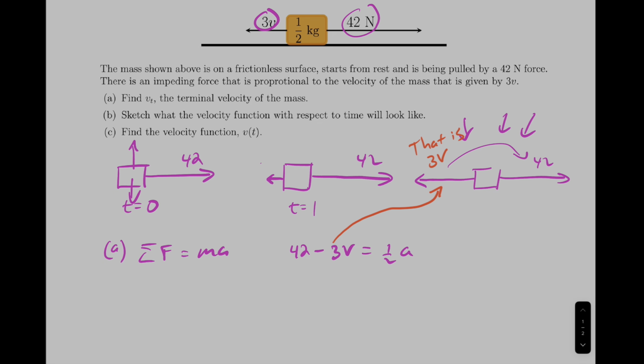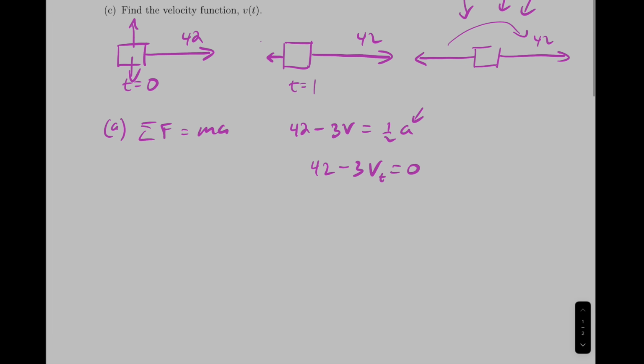So I can basically say, oh, okay, if I'm looking for terminal velocity, I know the acceleration is going to be set equal to 0. So I can say 42 minus 3v, and I guess we could say v_t for terminal velocity, would be equal to 0. Now, when I solve this, I add 3v to both sides. I get 42 is equal to 3v terminal. And then I divide both sides by 3, and I get v sub terminal is going to be equal to 14.